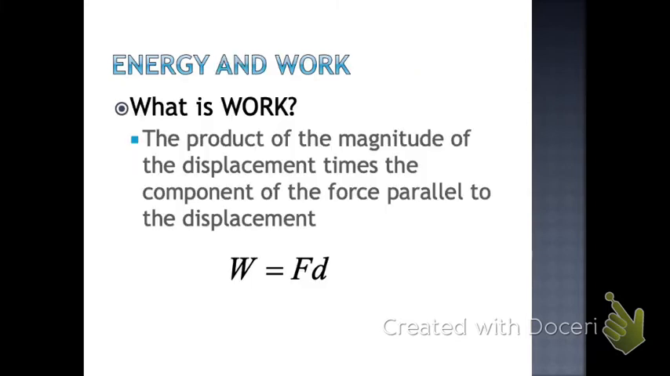So, in order for work to be done in physics, there's got to be a displacement. What does displacement mean? The distance of travel. Right. That it's got to move. If work is going to be done, the object has to move. Okay, so number one, we've got to have a displacement that takes place.